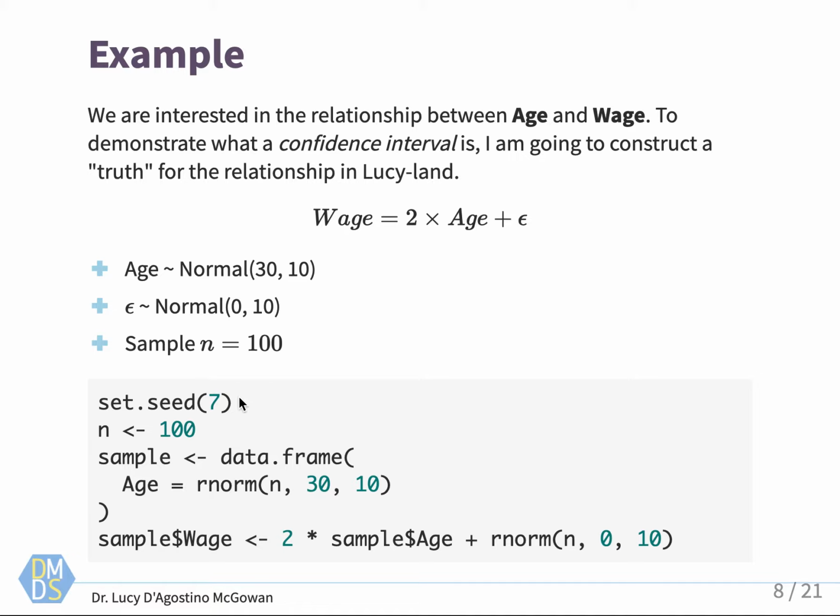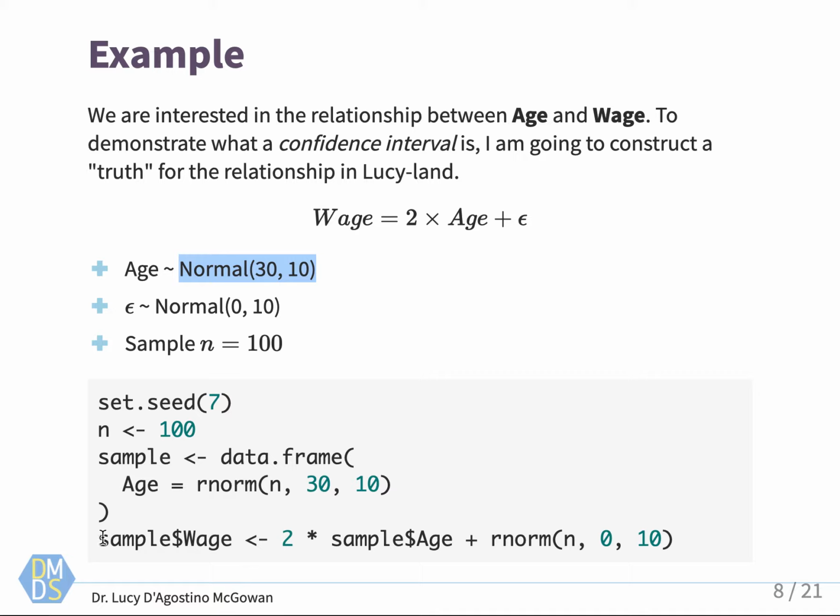And so in R, I can do that by setting a seed here just so that we get the same answer each time. And I'm setting my sample size, n, to 100, and I'm generating this sample. So this is going to be a data frame, and I'm going to have age here. And what rnorm does is it's a random normal. So this pulls a random normal variable. It pulls n of them, so in this case 100. And this random normal variable is going to have a mean of 30 and a standard deviation of 10. So I'm just pulling 100 people from my population, and these are their ages that I've pulled.